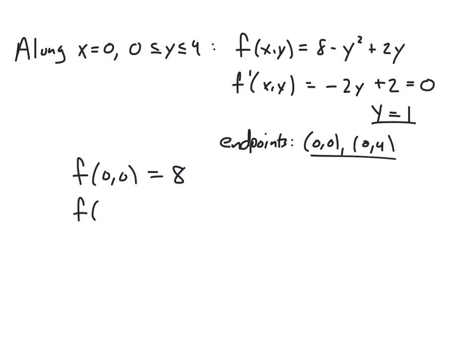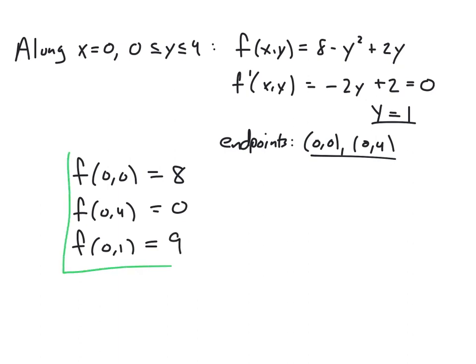F of 0, 4 will be 8 minus 4 squared plus 2 times 4. That's 0. And f of 0, 1, that's the one we get from the critical point y equals 1. We substitute y as 1 in there. We get 9. And so these are values that we're going to add to our list.